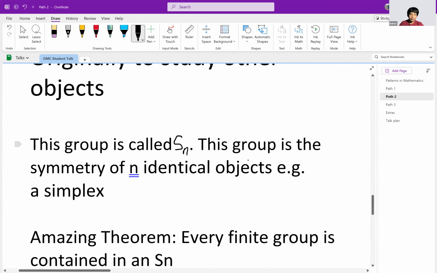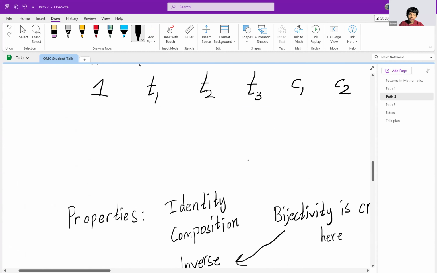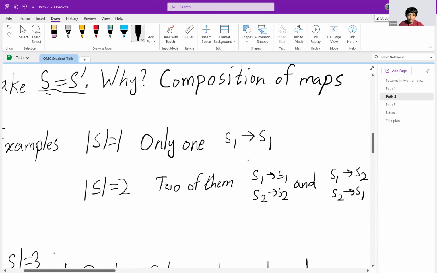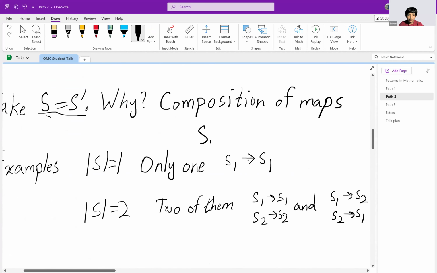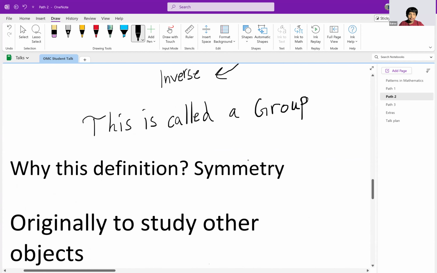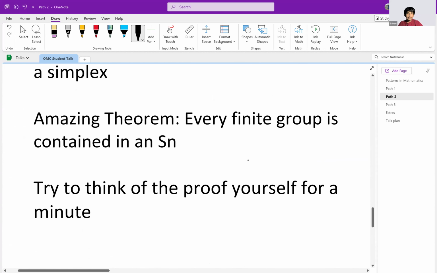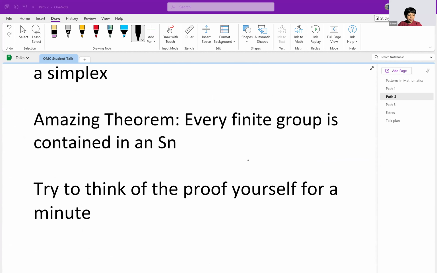Yes, it's just the symmetry of n objects. So here we have all this with multiplication as S3, and this is S1, S2. So that's what we call Sn. So amazingly, we can have this theorem, which is that every group is in one of these.